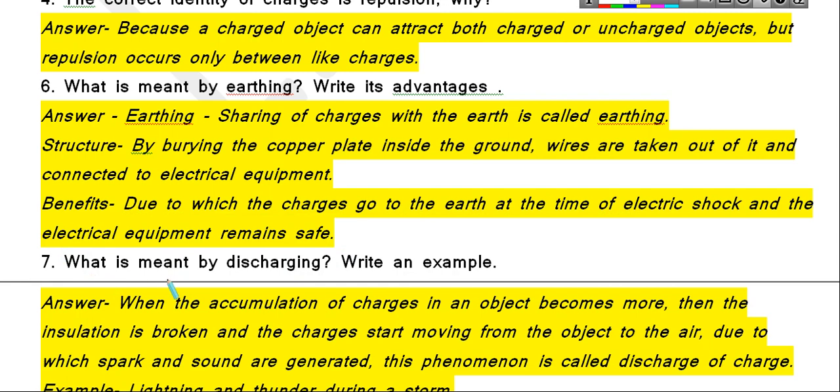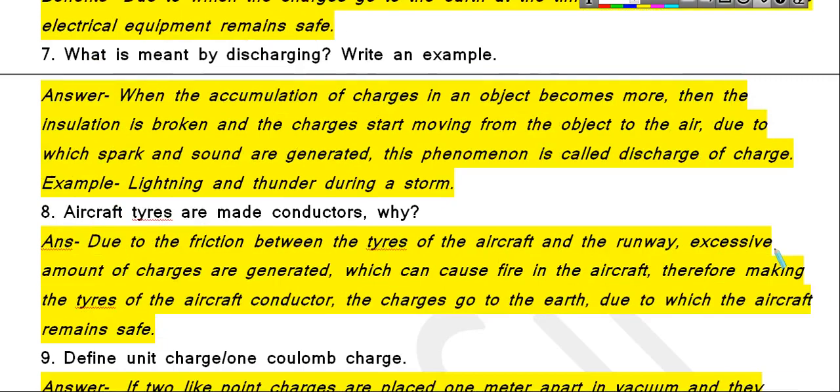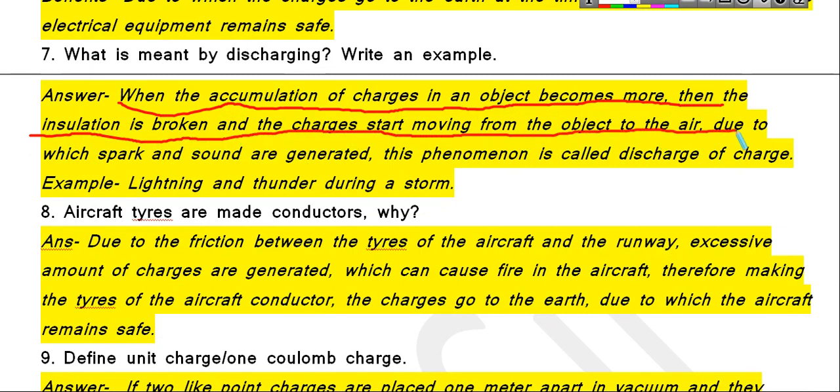Question number 7. What is meant by discharging? Write an example. When the accumulation of charges in the object becomes more, then the insulation is broken and the charges start moving from the object to the air, due to which spark and sound are generated. This phenomenon is called discharge of charge or discharging of charge. Example: lightning and thunder during a storm.